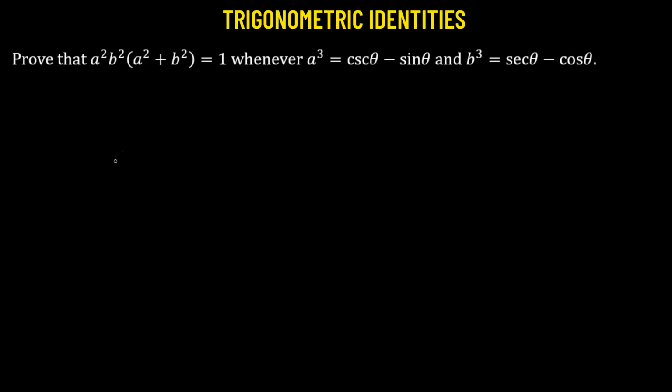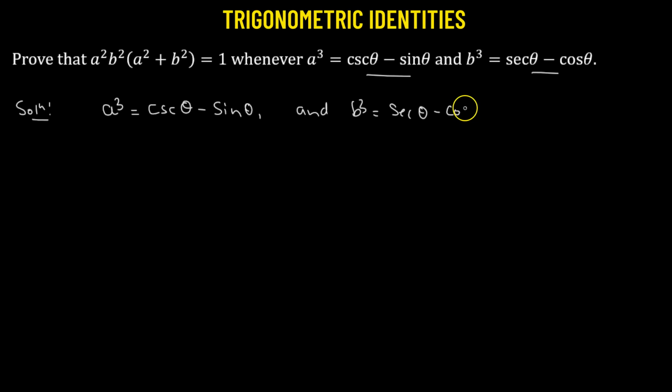So in this problem, we need to prove that a squared b squared multiplied by a squared plus b squared equals 1 whenever we have a cube and b cube given by this trigonometric expression. Let's begin. Let's start with what we have been provided. Here we have a cube equals cosecant of theta minus sine theta, and we have b cubed given by secant theta minus cosine theta.